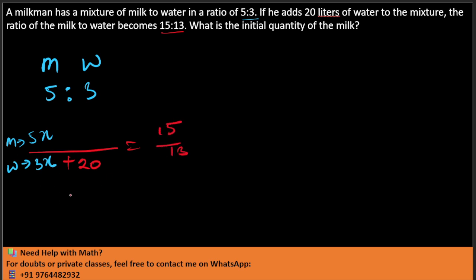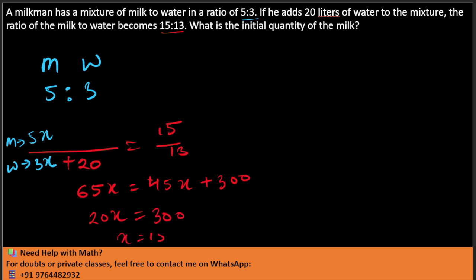Okay, by taking the cross multiplication, it will be 13 multiplied by 5x, it will be 65x, and 15 multiplied by 3, it will be 45x, and 15 multiplied by 20, it will be 300. So 65 minus 45, it will be 20x, and this equals to 300. So x is equal to 15, right?